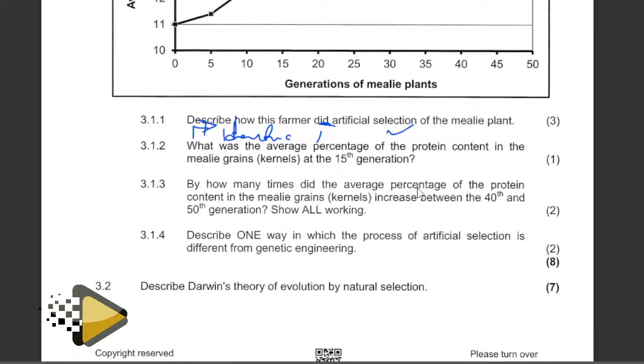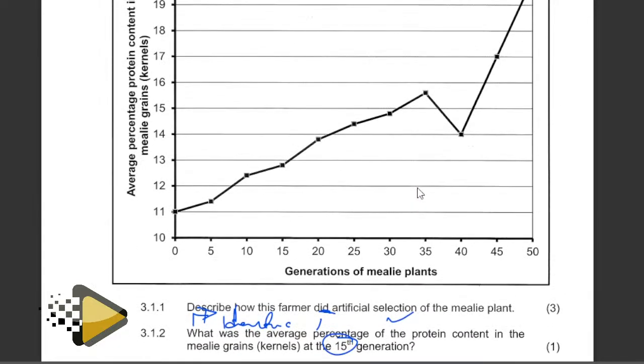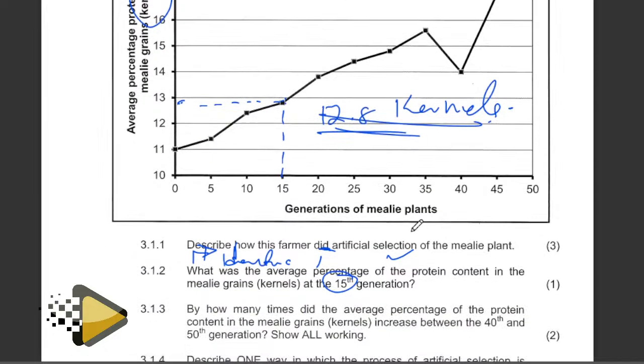What was the average percentage of protein content in the meal at the 15th generation? Here you just had to draw a line touching there, and then a line touching there, and then you find out maybe 12.8, and then you put the units. So that becomes the answer. And then someone is going to ask, what about 12.89? Or what about 12.9? They will give a range.